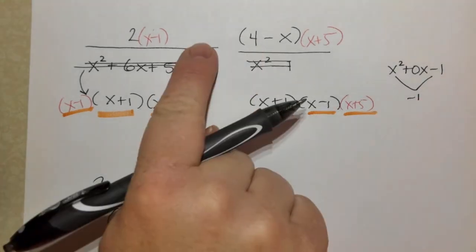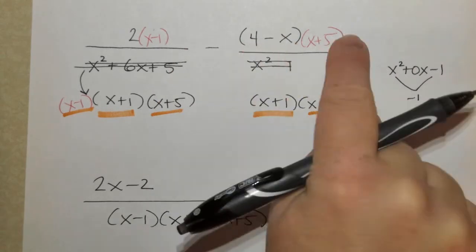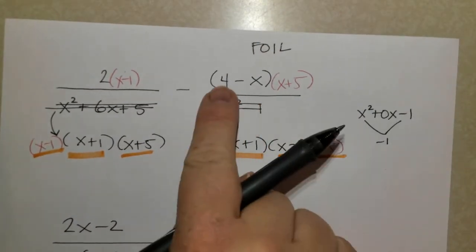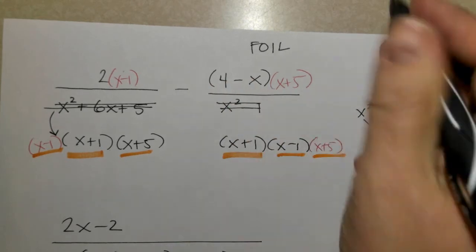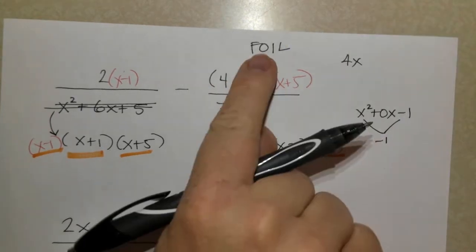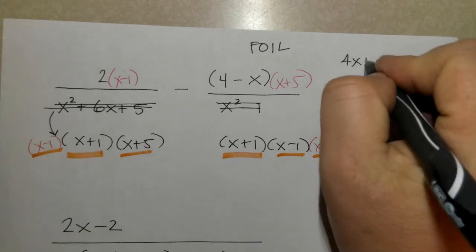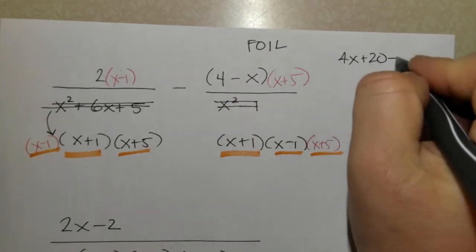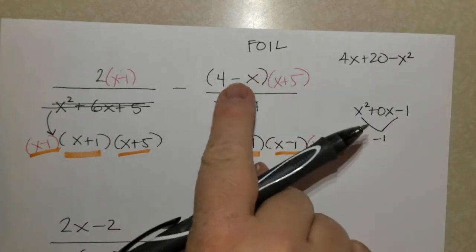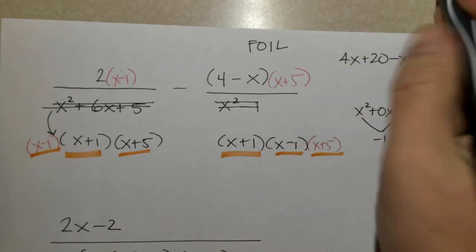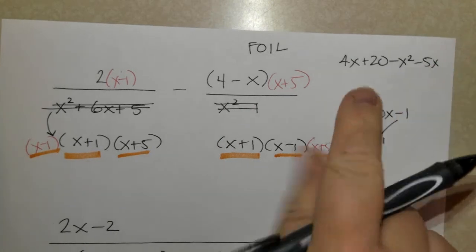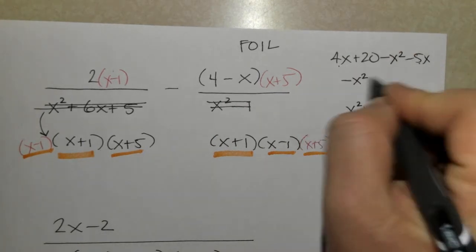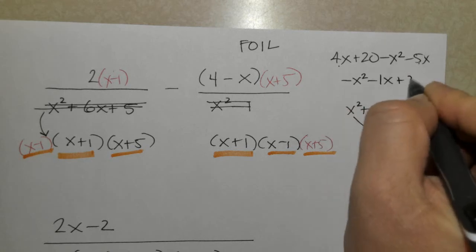Now, forget about the subtraction sign for a second. I'm going to FOIL this. I know some of you struggled with that earlier in the semester. So FOIL: in front, 4 times x is 4x. Outside, 4 times positive 5 is 20. Inside, negative x times x is negative x squared. And last, negative x times 5 is negative 5x. If I put that in standard form, it would be negative x squared minus 1x plus 20.